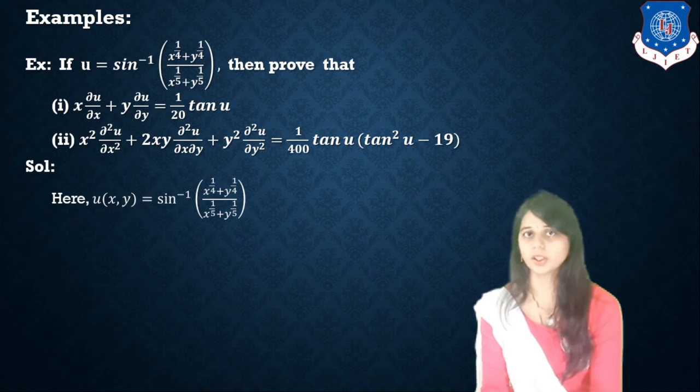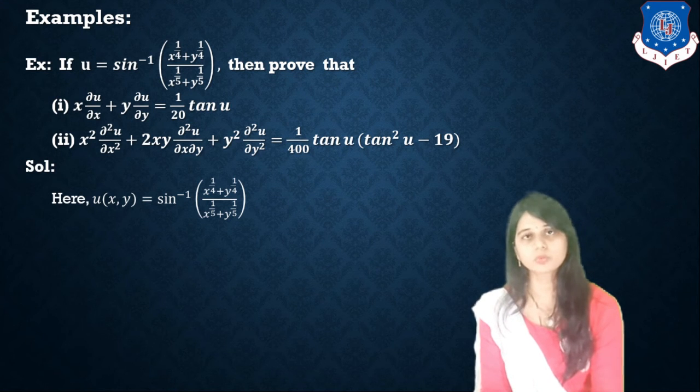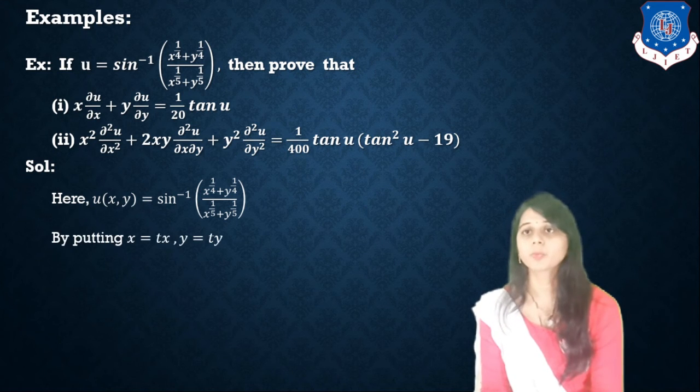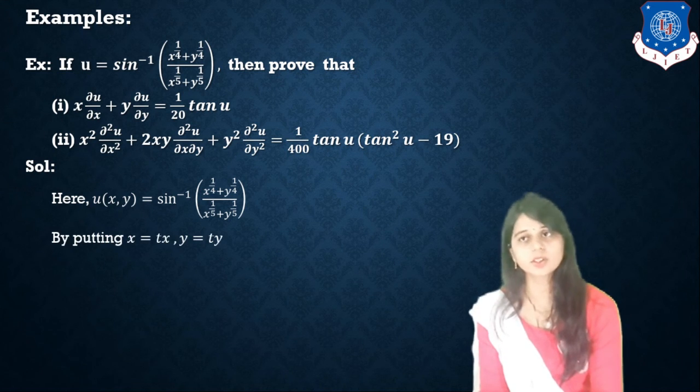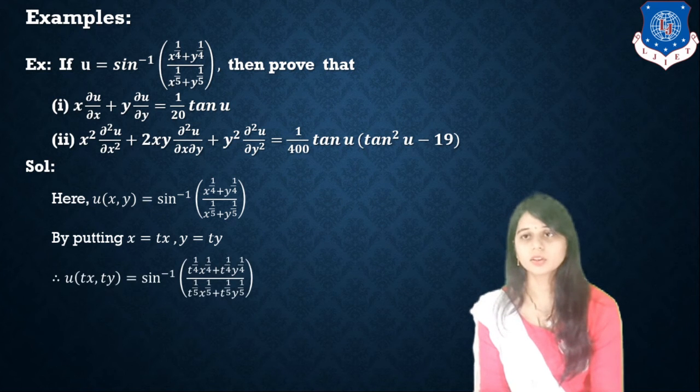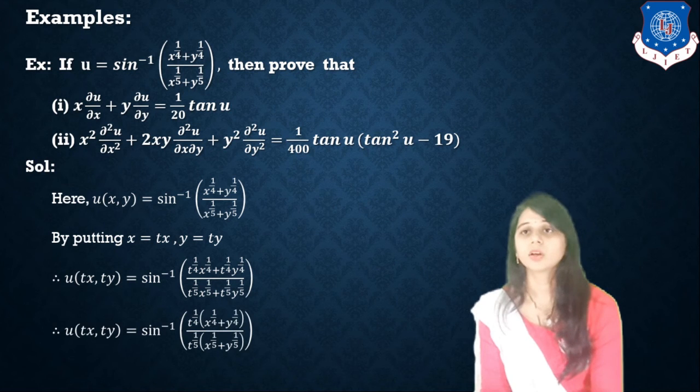We first take u equal to sin inverse of x raised to 1 by 4 plus y raised to 1 by 4 over x raised to 1 by 5 plus y raised to 1 by 5. Putting x equal to tx and ty, we get t raised to 1 by 4 x raised to 1 by 4 plus t raised to 1 by 4 y raised to 1 by 4 upon t raised to 1 by 5 x raised to 1 by 5 plus t raised to 1 by 5 y raised to 1 by 5, in the bracket of sin inverse.